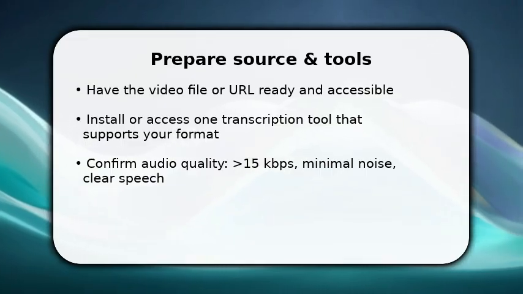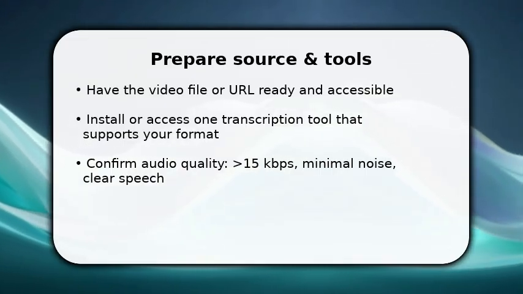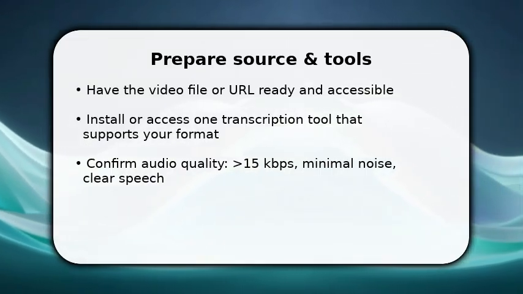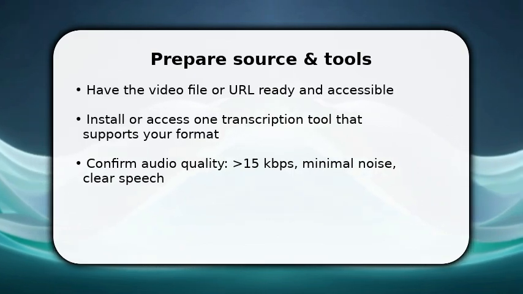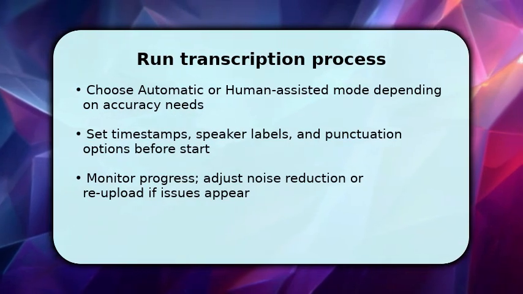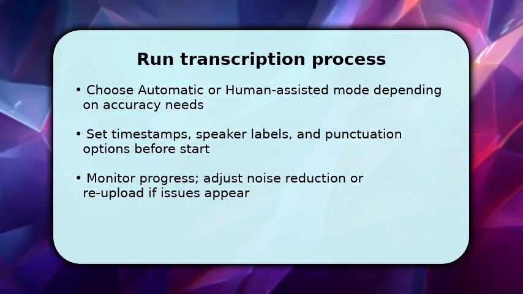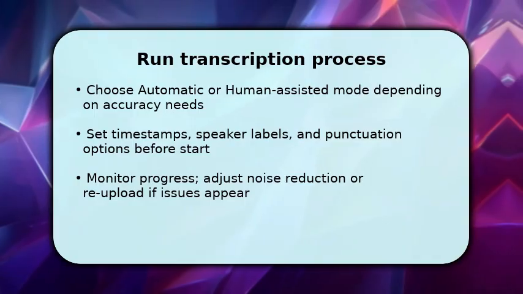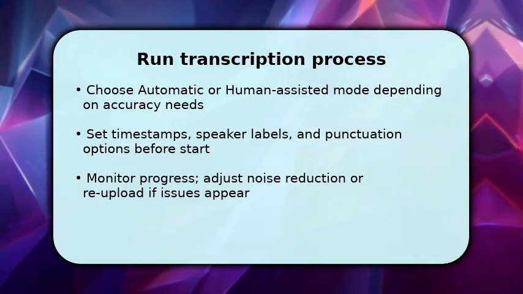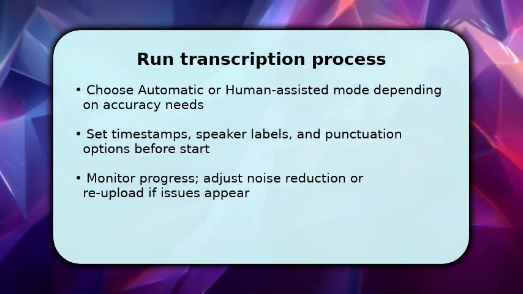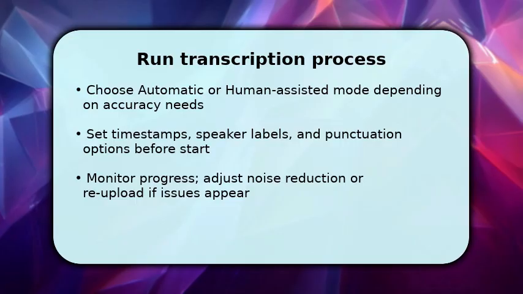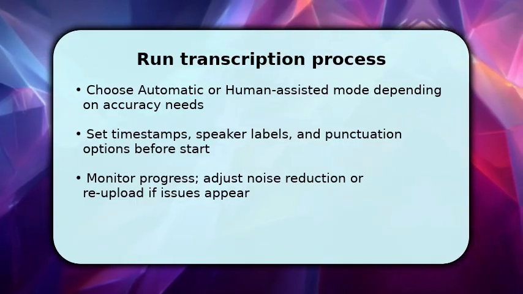This reduces errors early. Now upload or point the tool at the source and begin processing so the transcript can be generated. You initiate transcription by selecting automatic or human-assisted processing based on speed versus accuracy. Then configure timestamps, speaker detection, and punctuation rules so the output matches your needs. Once started, monitor progress and review logs for dropped segments.